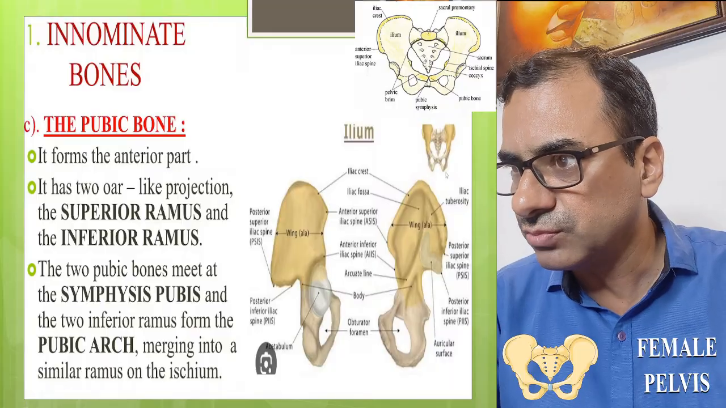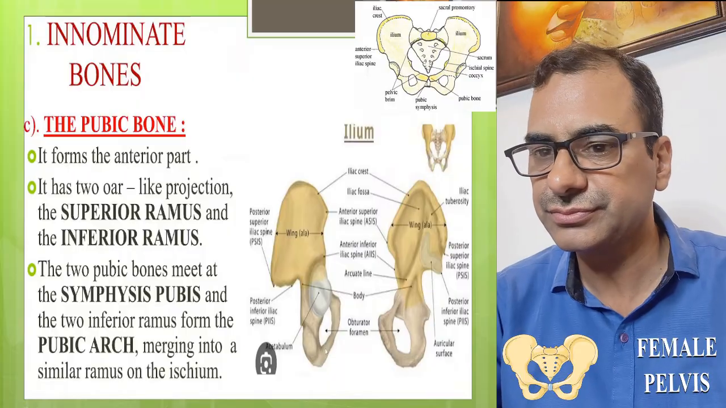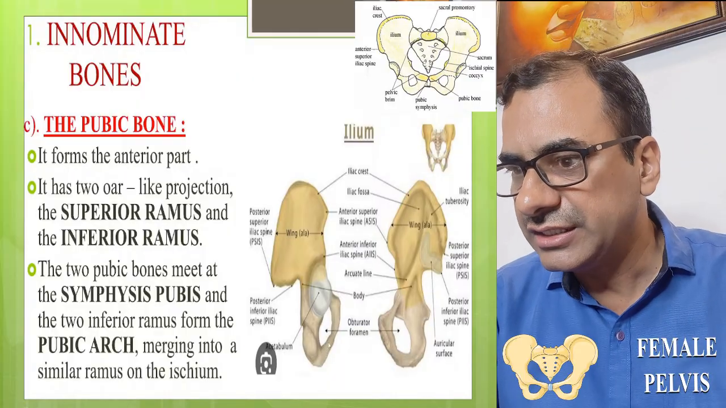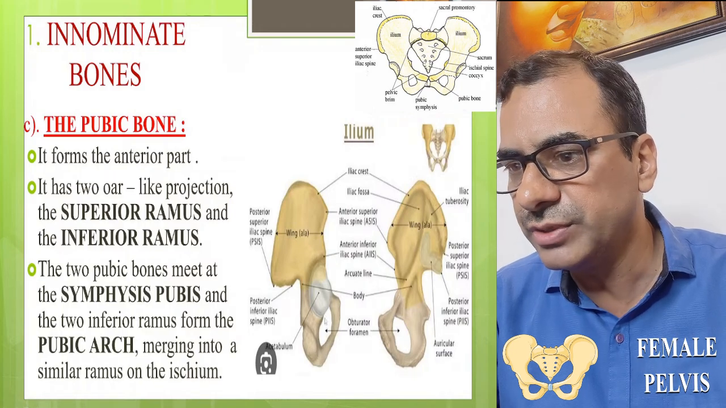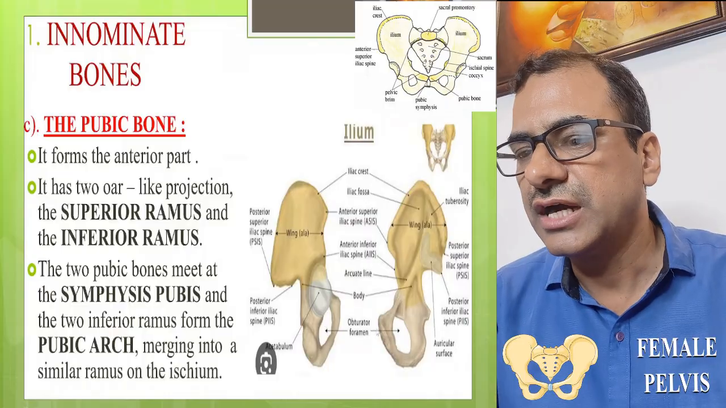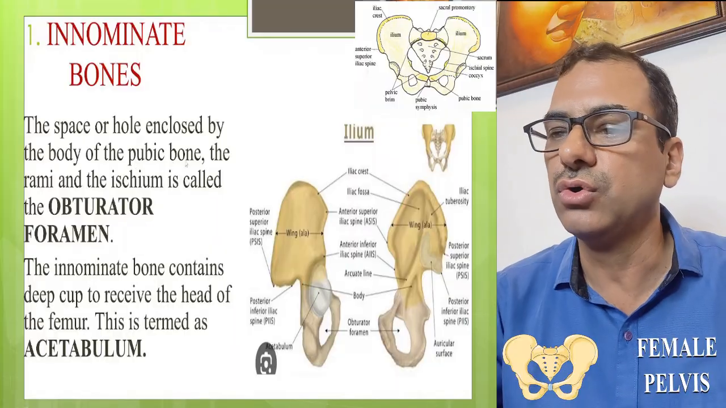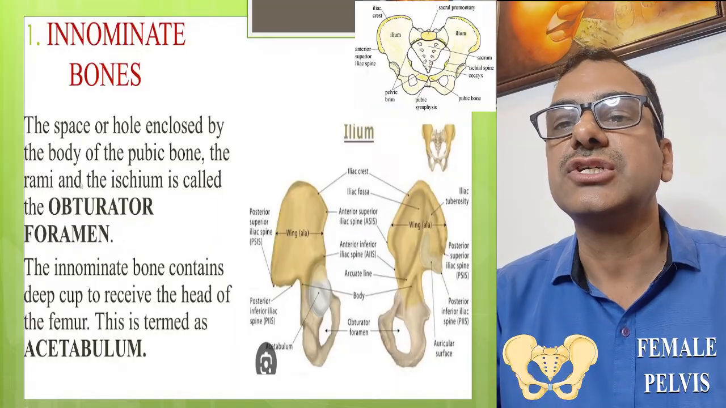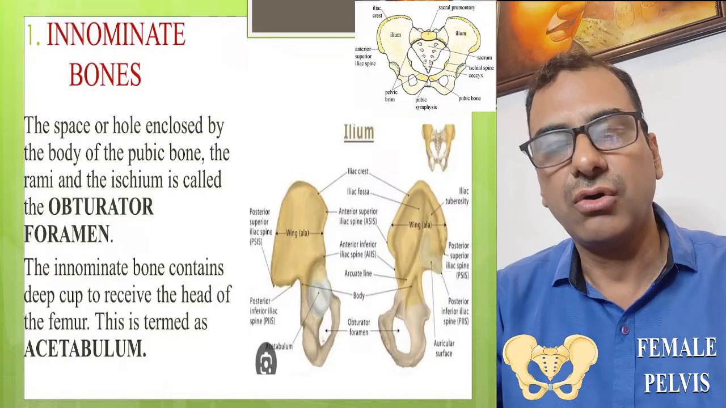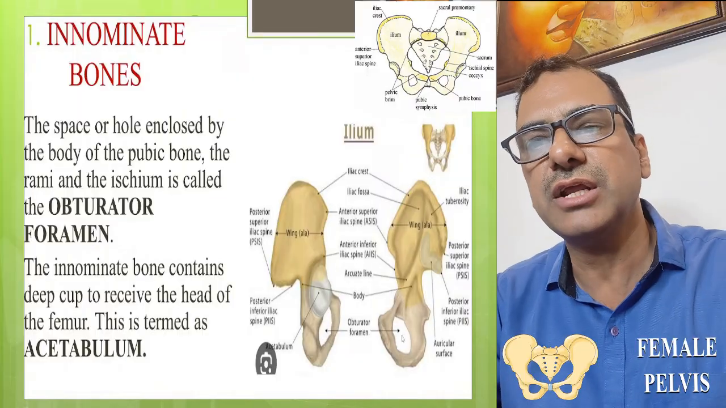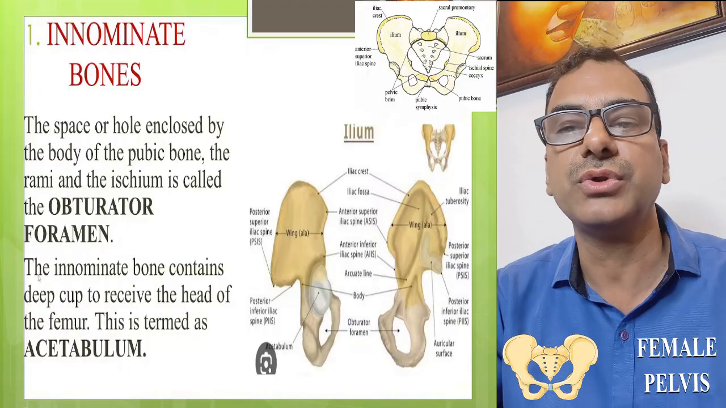The inferior rami of both bones form an arc known as the pubic arc. So this is the pubic arc, and they also attach to the ramus of the ischium. So this is the ischial ramus, this is the pubic ramus, and they both form the attachment, and there is one foramen in between them known as the obturator foramen. The space or hole enclosed by the body of the pubic bone, the ramus of the pubis and the ramus of the ischium is called the obturator foramen. So this one will be the obturator foramen.